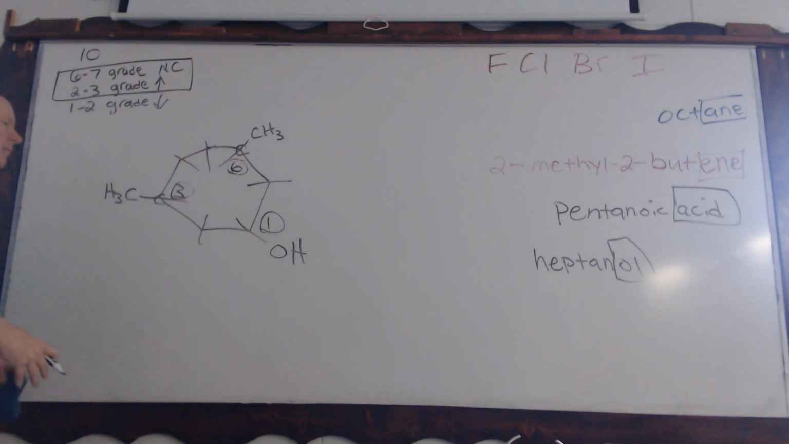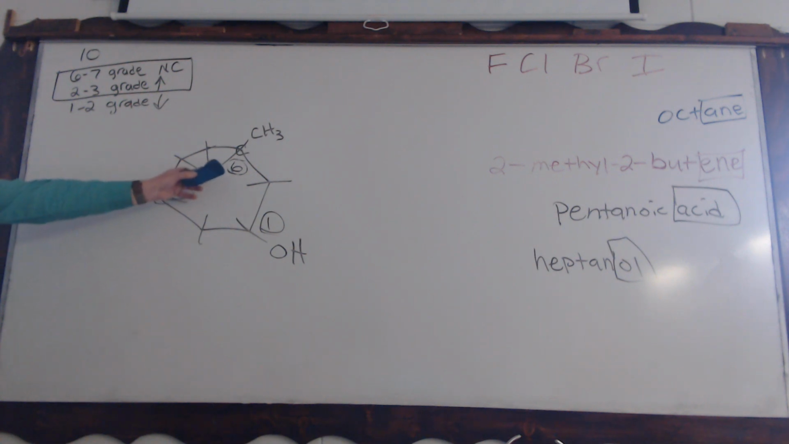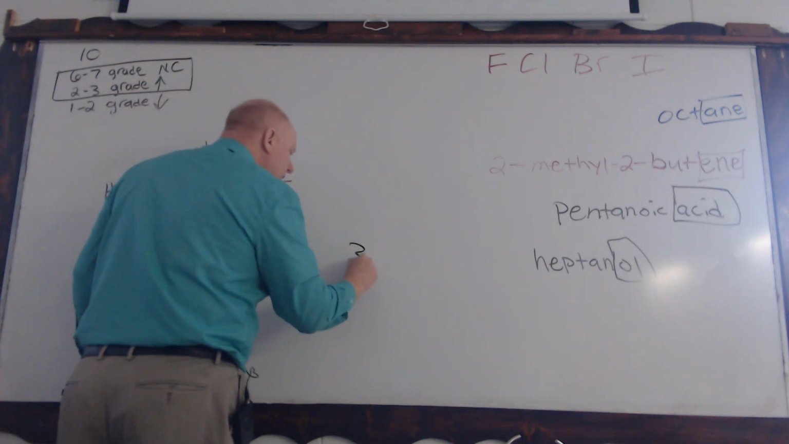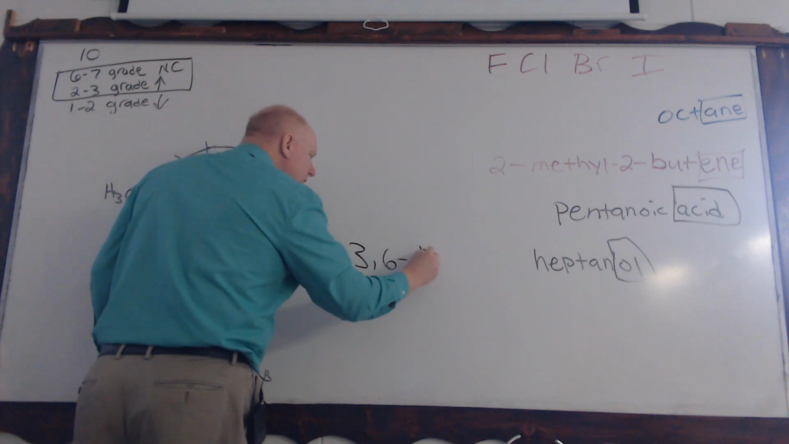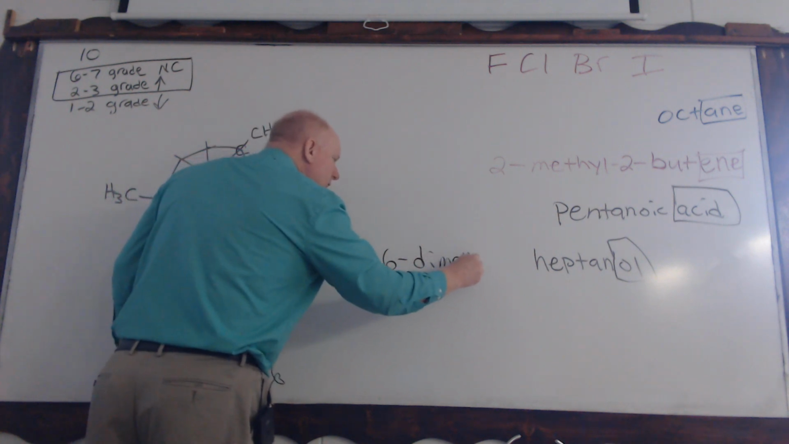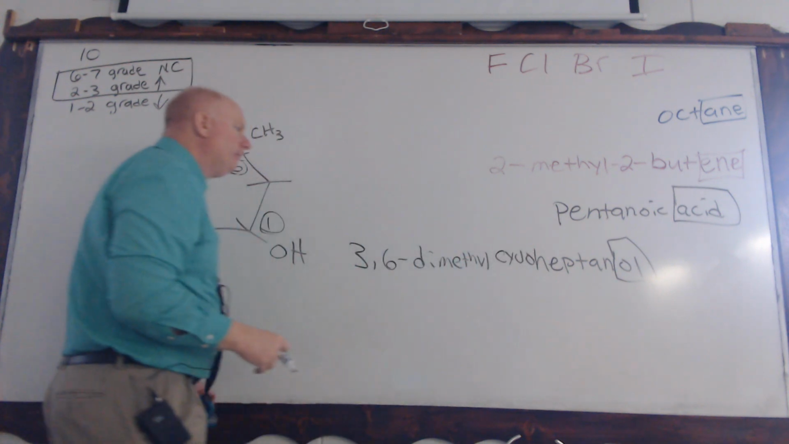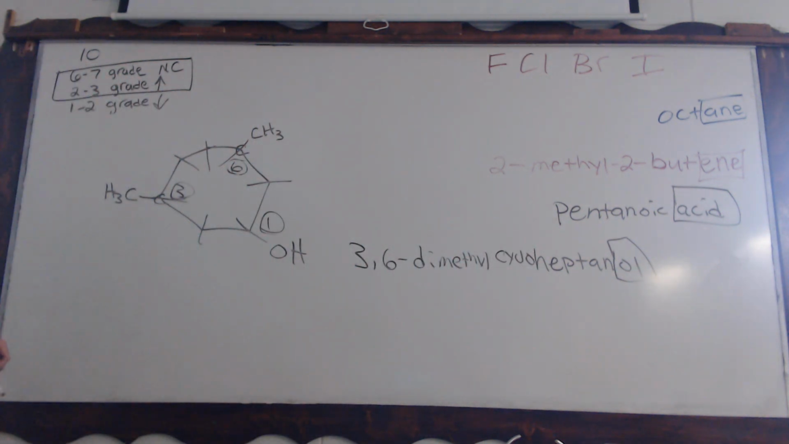Okay. So then, what we have in the circles here, how do we account for that? It would be 3,6-dimethyl. Okay. Don't forget the cyclo, because it's a ring structure.